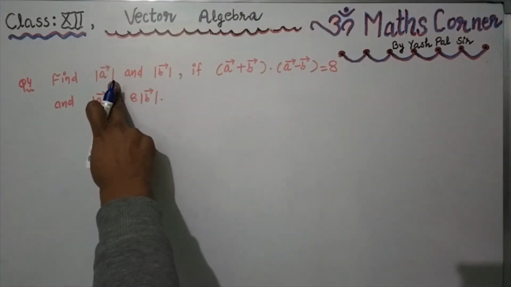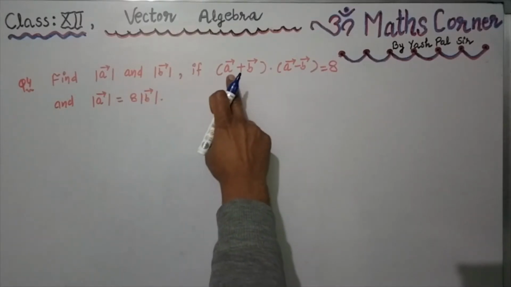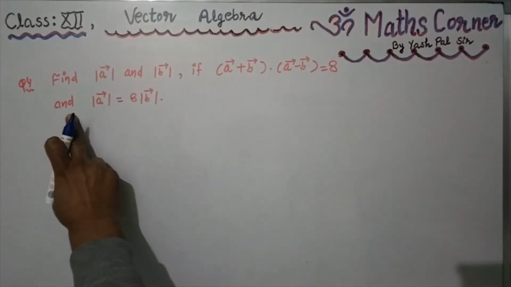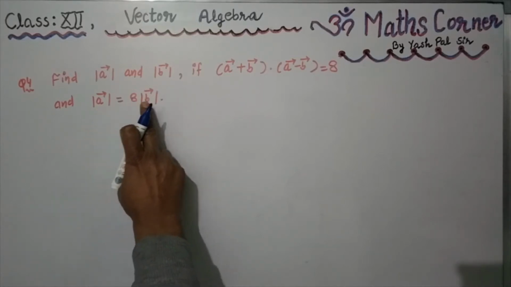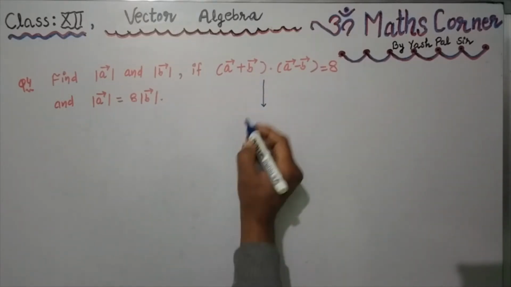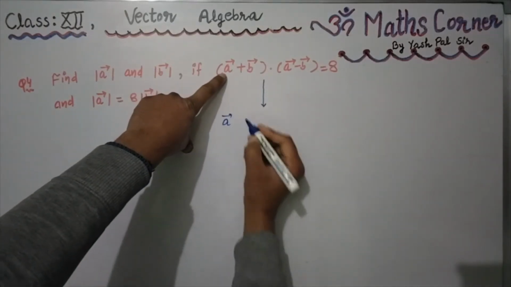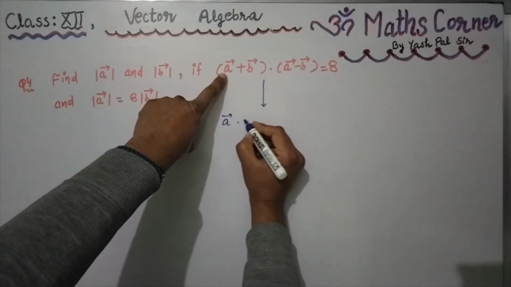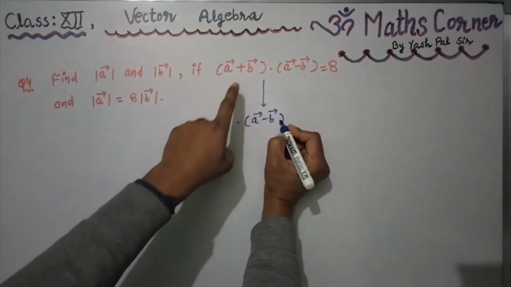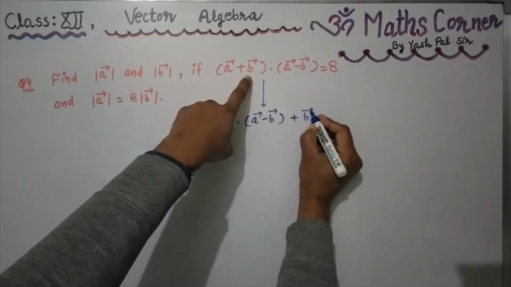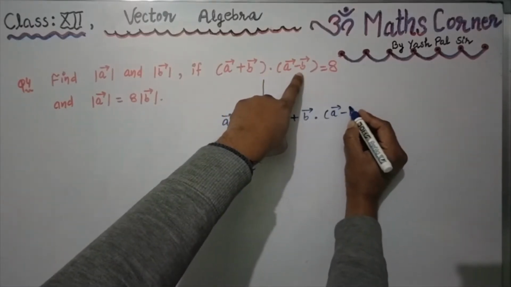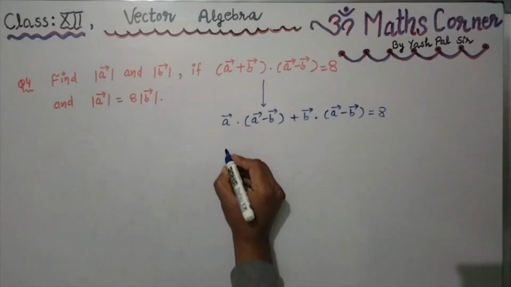Question number 4. Find the magnitude of vector A and magnitude of vector B if (vector A plus vector B) dot product (vector A minus vector B) is equal to 8 and magnitude of vector A is equal to 8 times magnitude of vector B. So here first of all, the dot product: we take the first term, A plus B, then this dot symbol, the second bracket, vector A minus vector B. The dot is very much necessary. This is equal to 8.